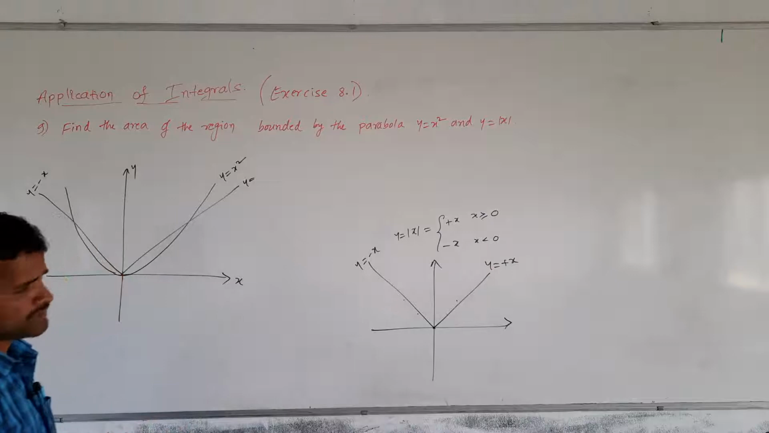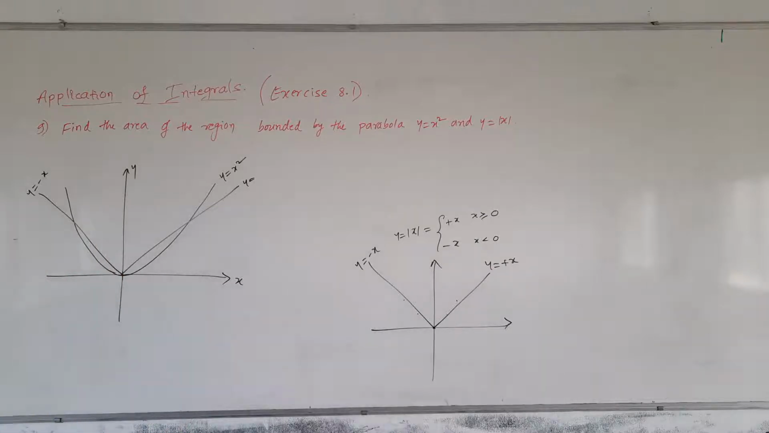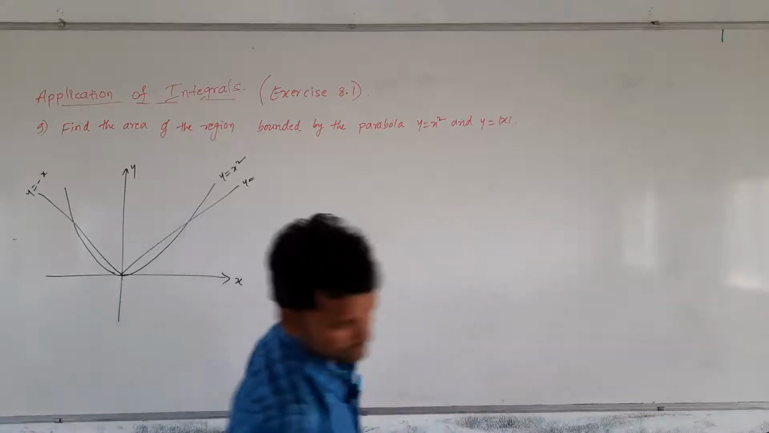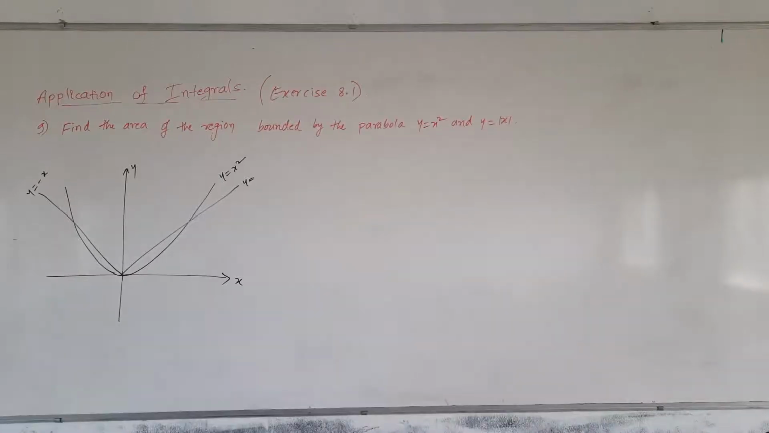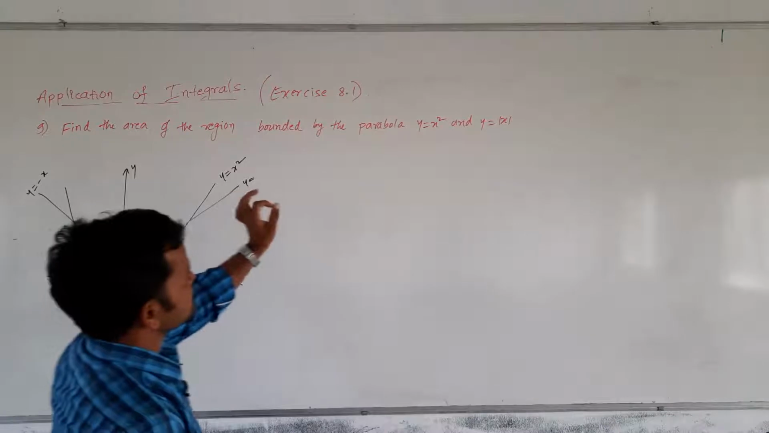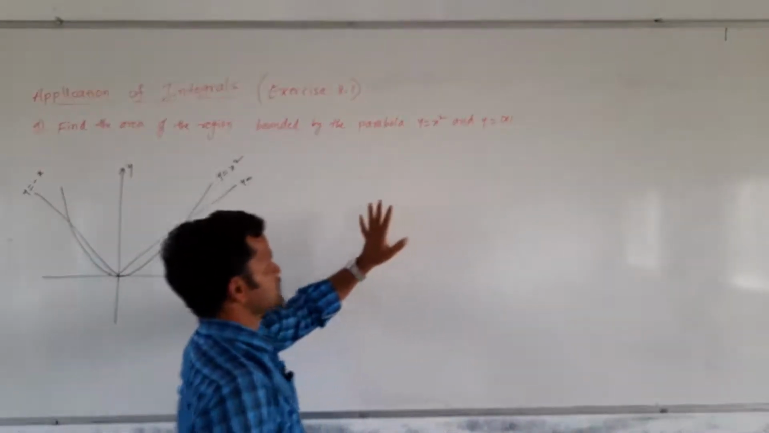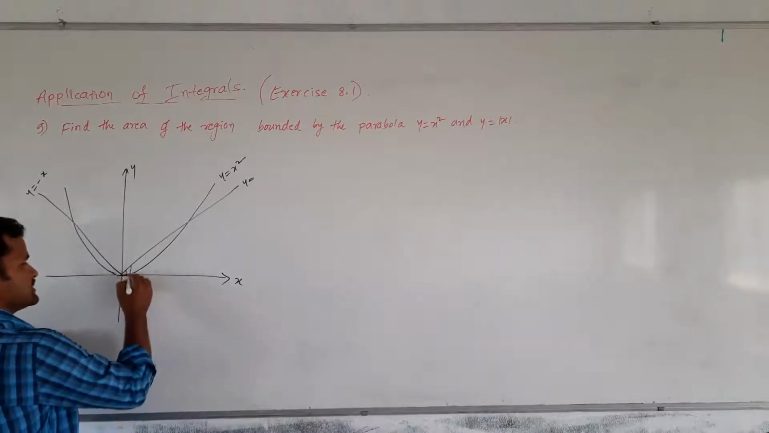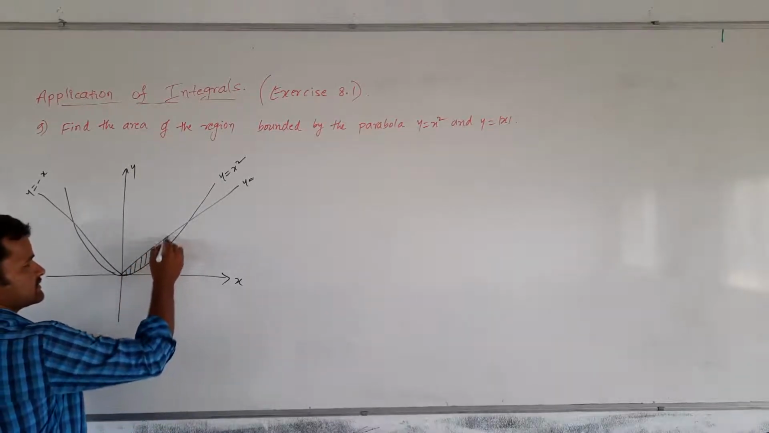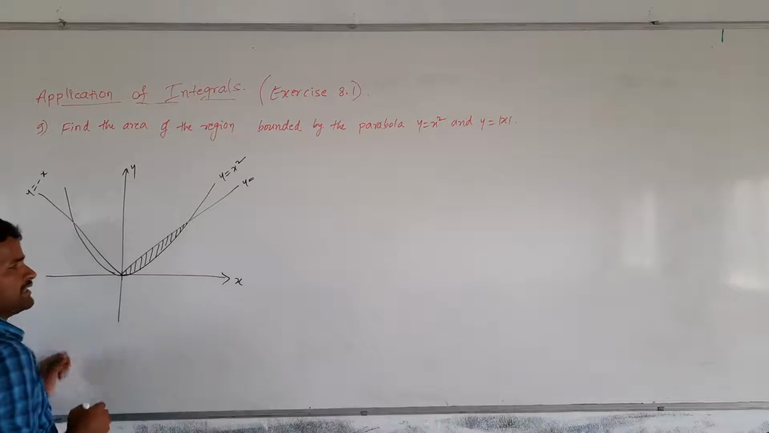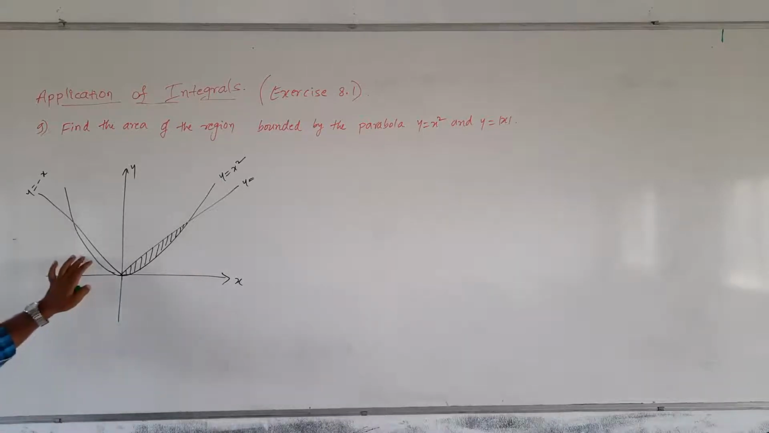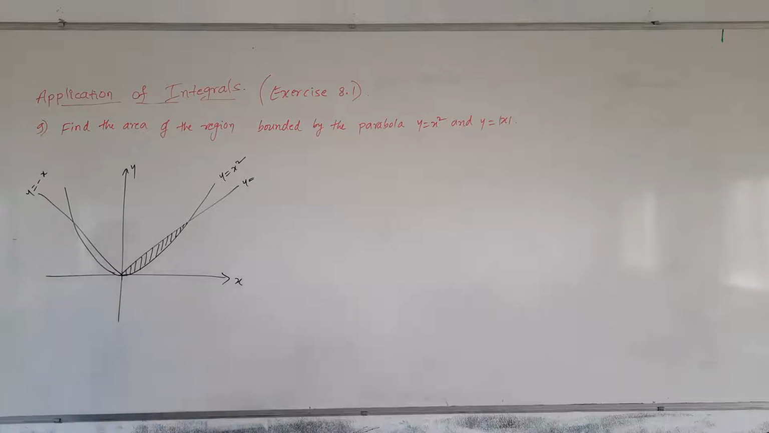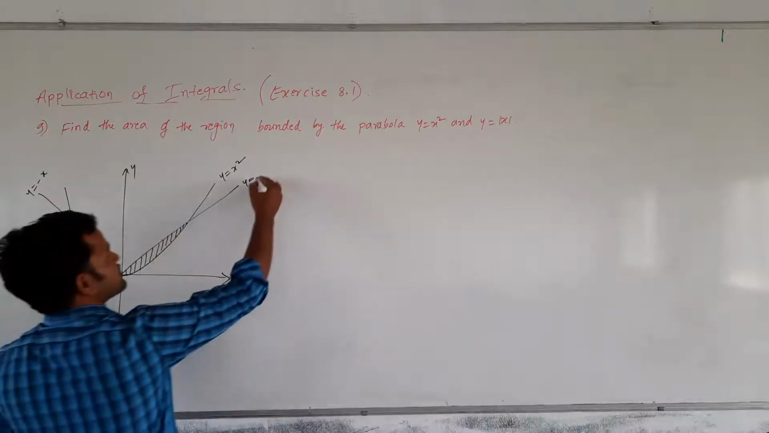Which area do I have to find out? Let me erase this. Find the area of the region bounded by the parabola y is equal to x square and y is equal to modulus of x. Which area is bounded here? See, this area is bounded. This one I have to find here. What about the left hand side, sir? Yes, the left hand side is symmetric, so we will take 2 times. That's all.